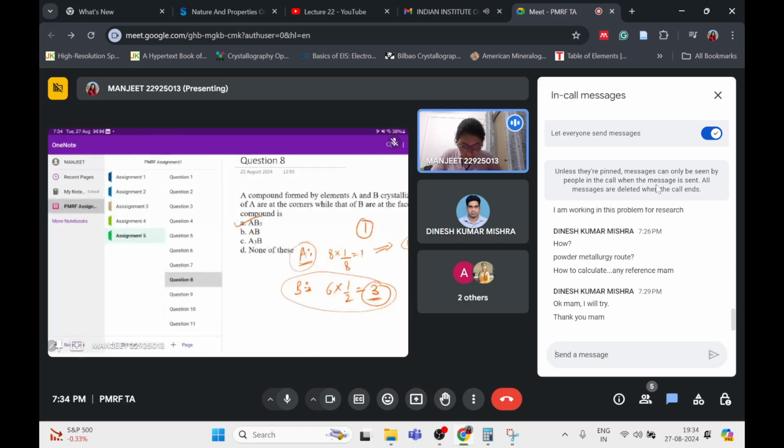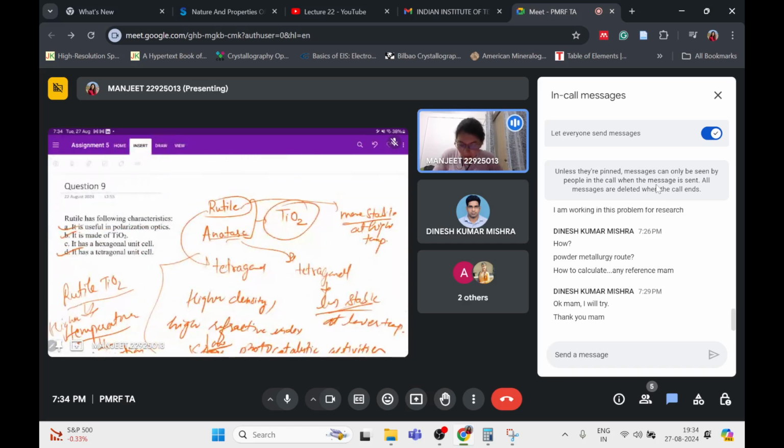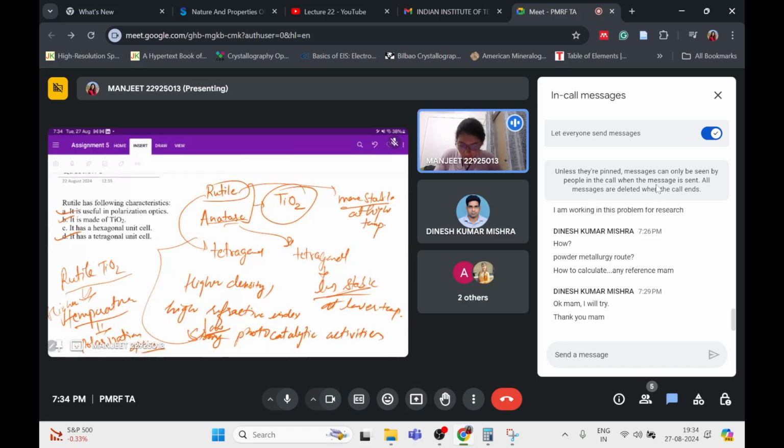Okay, in the next question, this is the characteristic of the rutile one, that is TiO2. We have already discussed the rutile and the anatase phase. Rutile and anatase both have a tetragonal structure, but rutile has the higher density and higher refractive index, but low photocatalytic activity, and it is also the most stable. The anatase phase is stable at lower temperature, and it is not more stable compared to the rutile one. So this rutile TiO2 is used for high temperature and polarization optics, and it has a tetragonal unit cell.